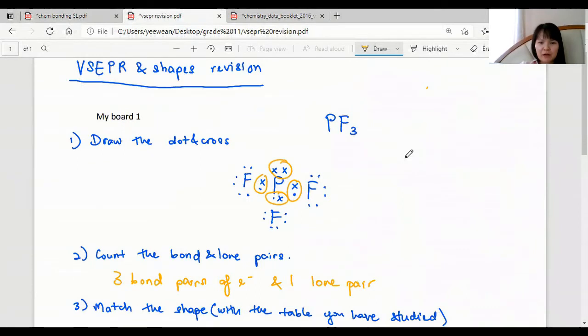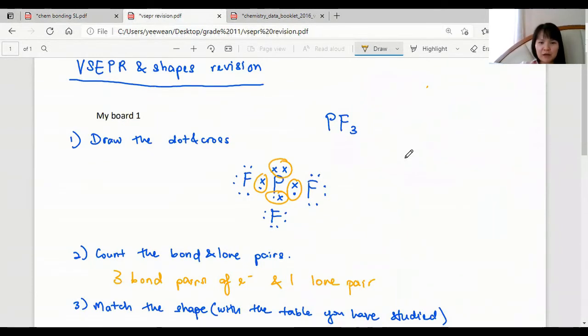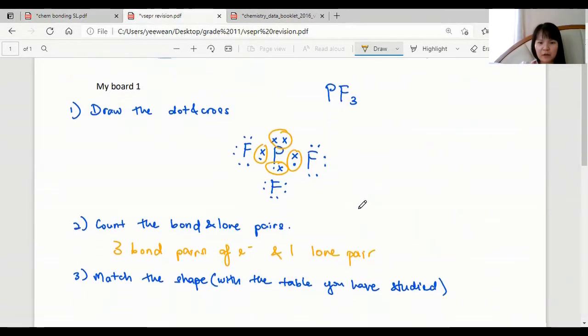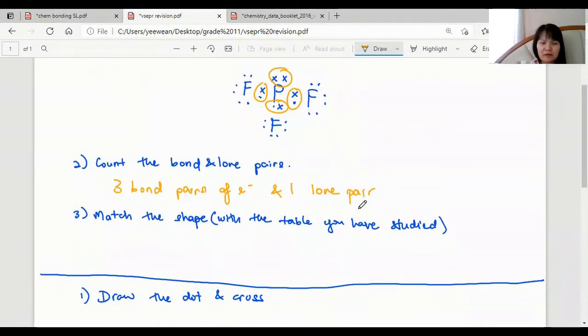Okay, coming back to our question here, PF3. You counted there are 3 bond pairs and 1 lone pair. So it looks like ammonia, 3 and 1. So it's going to be trigonal pyramidal.